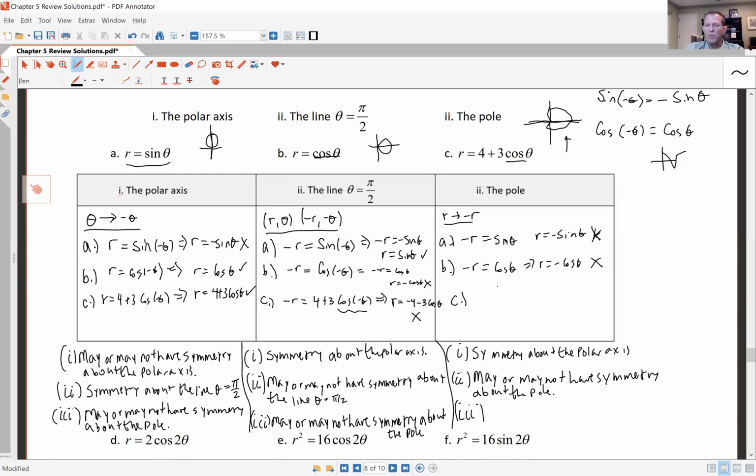And then about the pole, we change r to negative r. And you multiply through by negative 1, and you have r equals negative 4 minus 3 cosine theta, which is a different equation. So again, we may or may not have this.